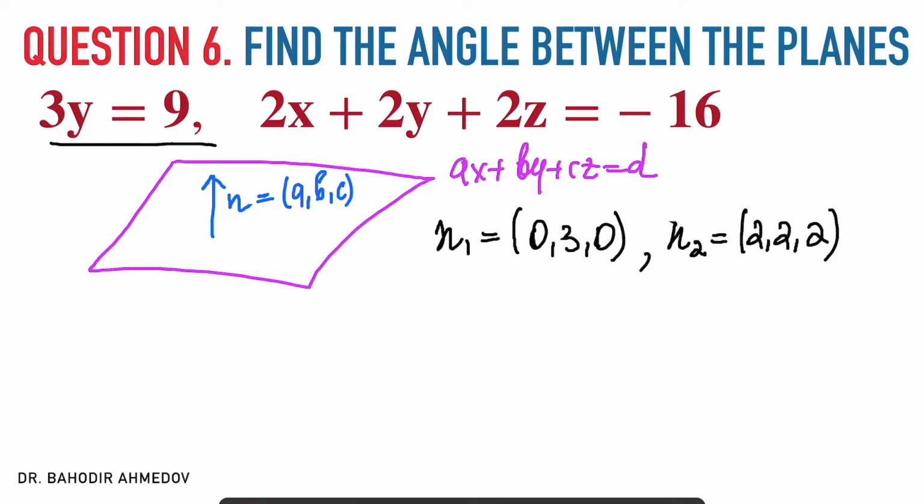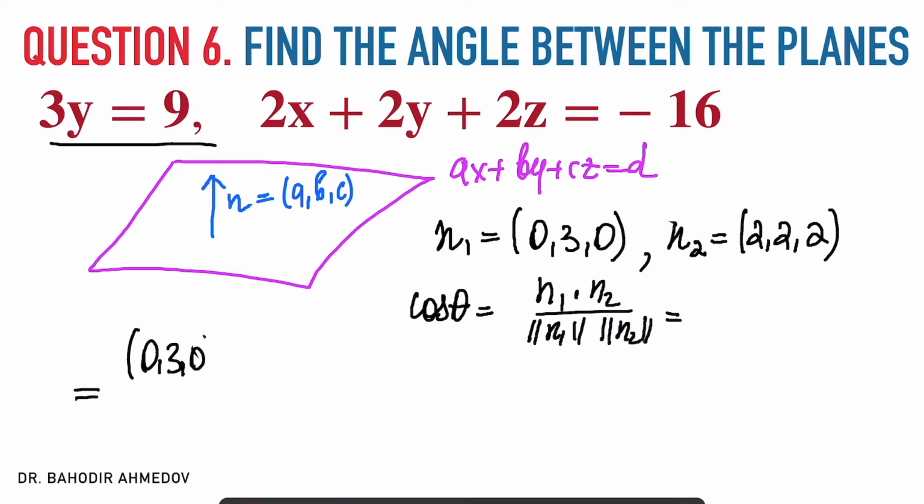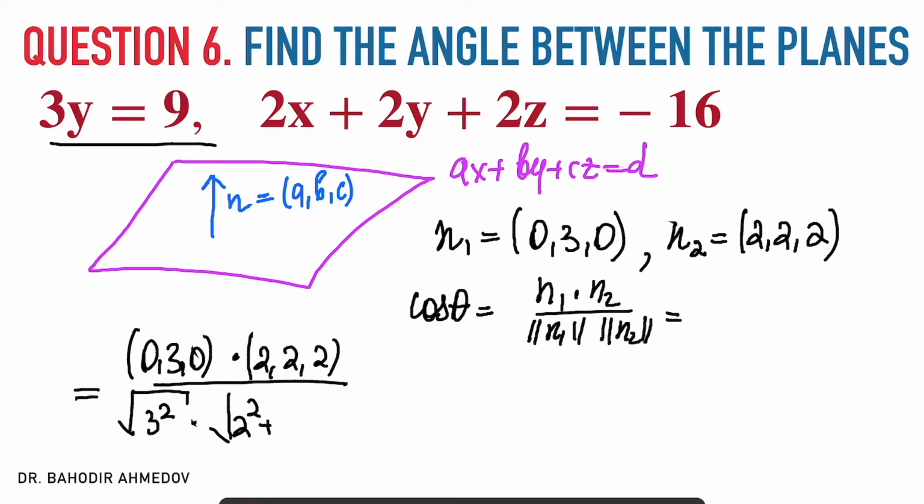I'm going to find now the angle between these two vectors. The cosine of theta is going to be equal to n1 dot n2 divided by the norm of n1 times the norm of n2. Let's multiply 0, 3, and 0 by 2, 2, and 2, and divide by the norm of 0, 3, 0, which is equal to the square root of 0 squared plus 3 squared plus 0 squared, times the norm of the second vector, which is the square root of 2 squared plus 2 squared plus 2 squared.